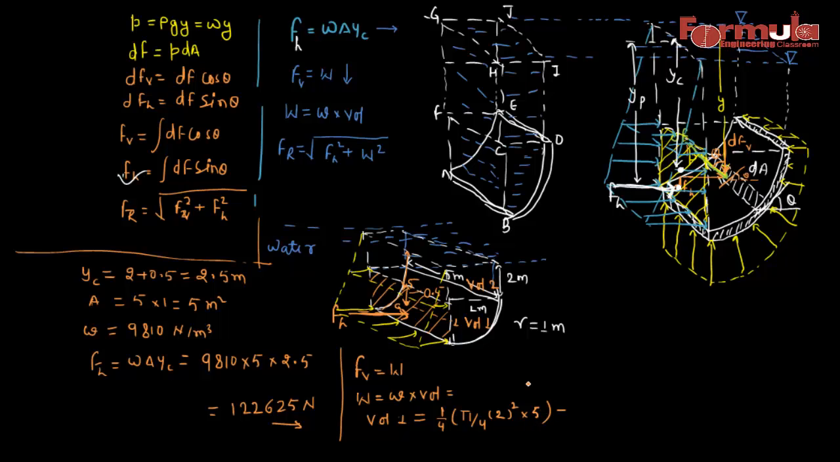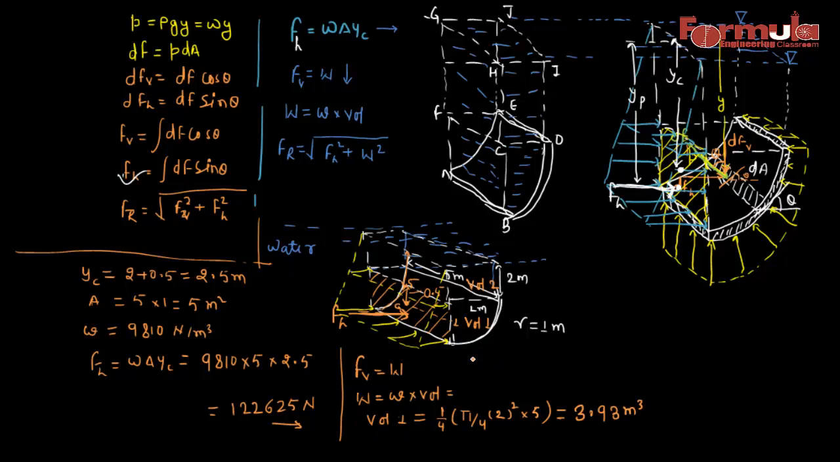So our volume is equal to, just a minute, pi by 4 into 2 square into 5, divided by 4. So this is 3.93 meter cube. Okay, so this is our volume 1.